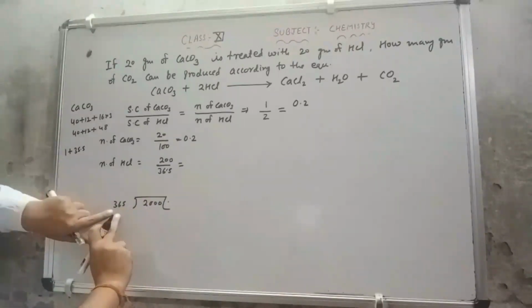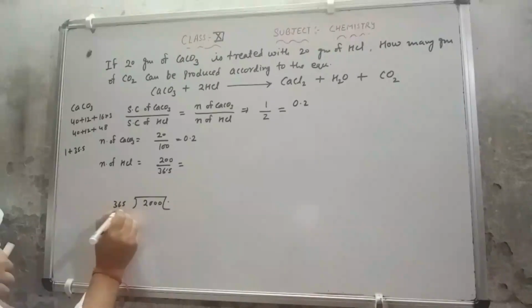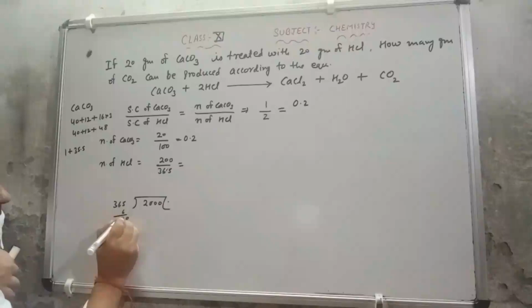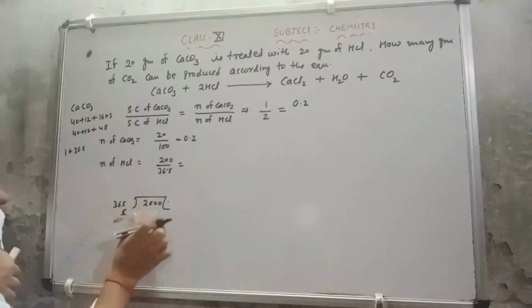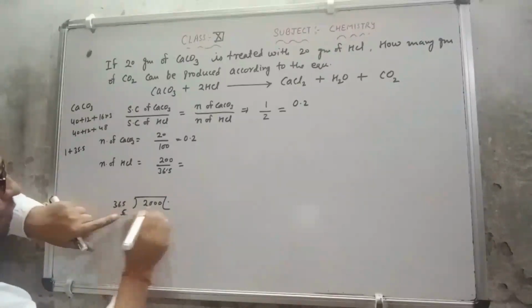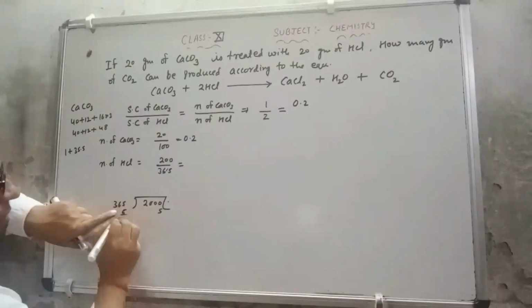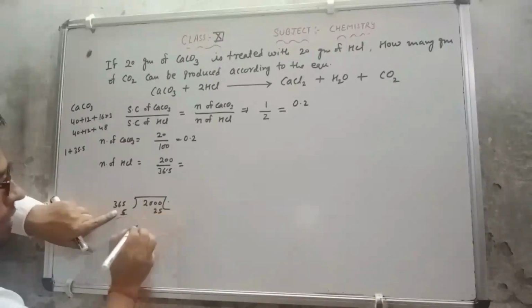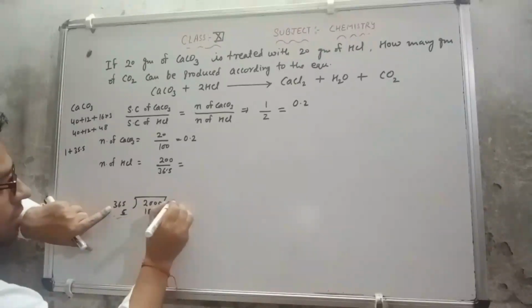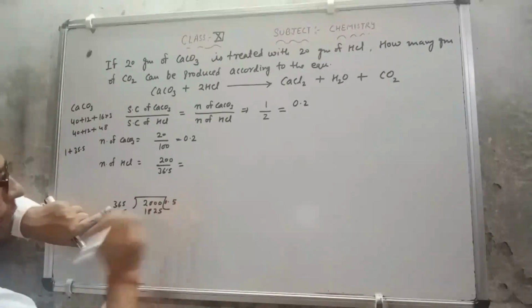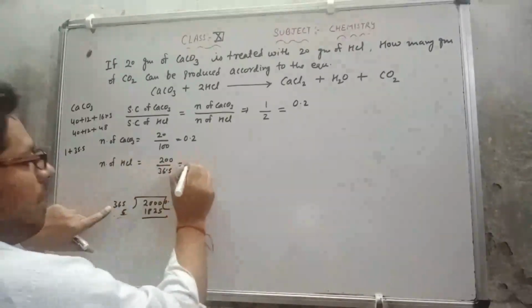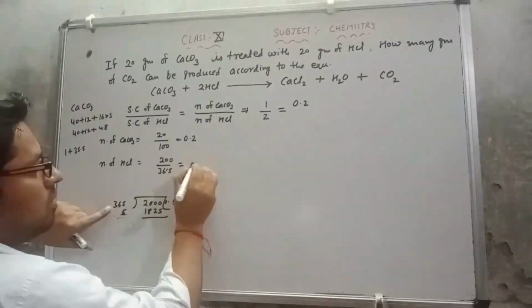3 5s are 15, 3 6s are 18. If it goes 6 times, 6 5s are 30, 0 carry 3, 6 6s are 36 or 39, 9 carry 3, 6 3s are 18 or 21. This is more, so it is going 5 times. 5 5s are 25, 5 carry 2, 5 6s are 30 or 32, carry 3, 5 3s are 15 or 18. So this is coming approximately 0.5, suppose.